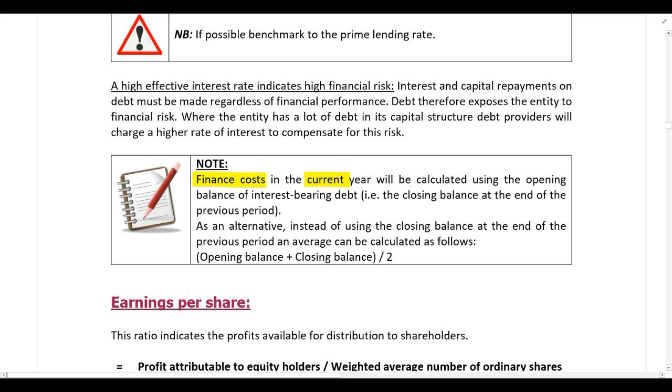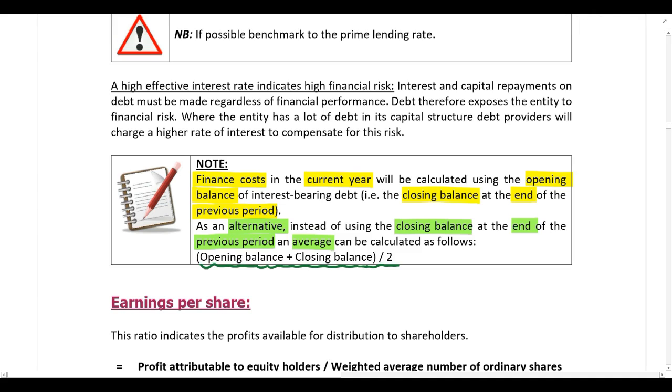Finance costs in the current year will be calculated using the opening balance of interest-bearing debt, or in other words, the closing balance at the end of the previous period. Now please note there is an alternative. Instead of using the closing balance at the end of the previous period, you can calculate an average. And we calculate an average by taking the opening balance, adding the closing balance, and dividing by 2.